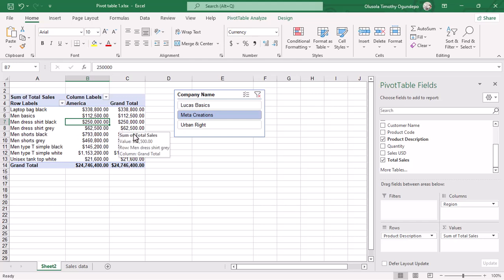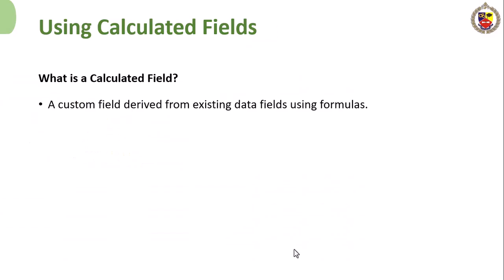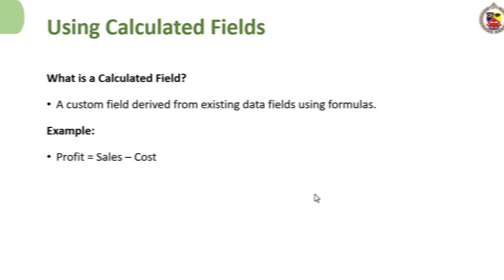So I'm sure you have already seen how to use a calculated field with the example I used previously. You can also use it to determine the profit by just saying sales minus cost. But the particular data set that we are working on now is not in that way. So that's why we quickly calculate the total sales using the multiplication of quantity by the sales USD.